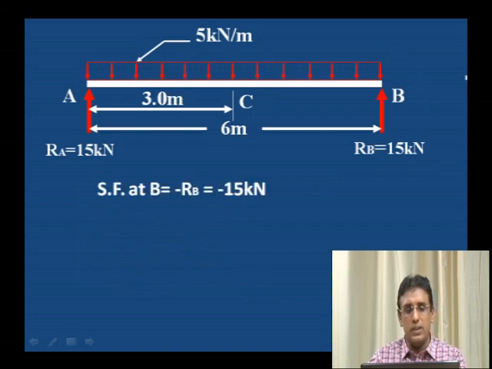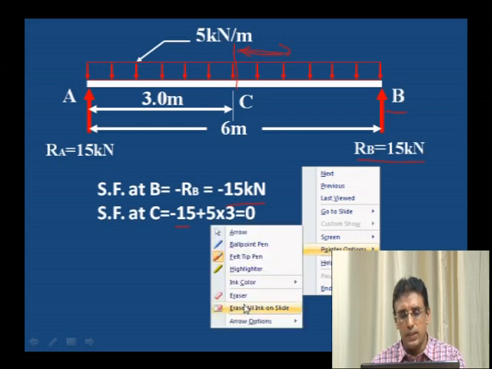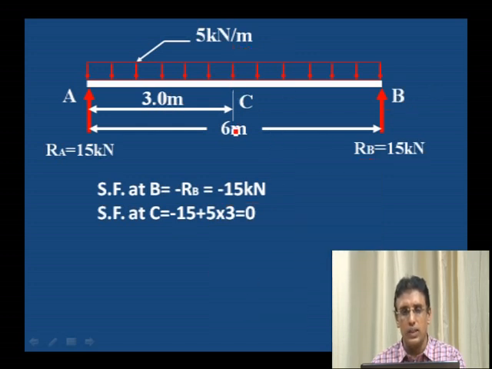To calculate the shear force, as I explained, shear force at B is equal to RB value minus 15 kilonewton. Shear force at C is the previous value minus 15, plus from C, right side of the C, whatever the load is acting, right side of the C we have to consider. Right side of the C is half of the load, that is 5 kilonewton per meter for a distance of 3 meter. 5 into 3, 15 kilonewton. We have to consider half load only.